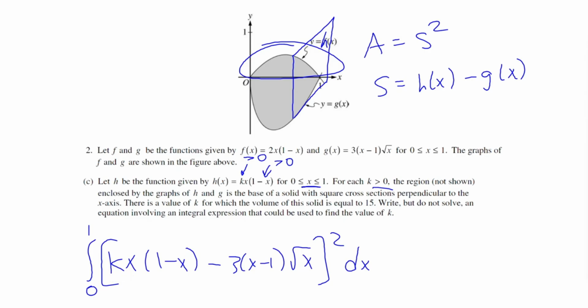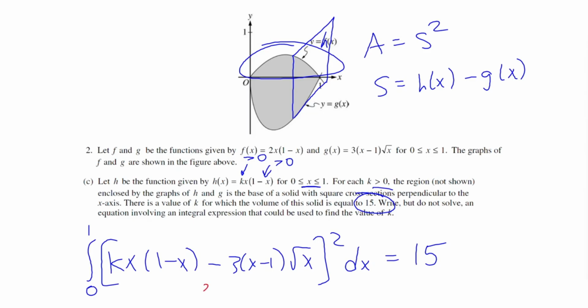h of x minus g of x squared inside the integral will be fine. And then what we have to do is set it equal to the volume that it says it wants it to be, because that just finds us the volume. So this should be equal to 15. If we were able to solve this integral, that would give us the value of k that makes that 15.